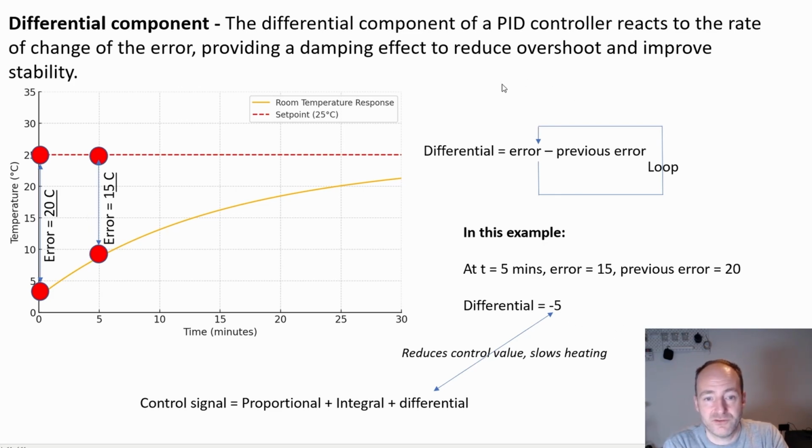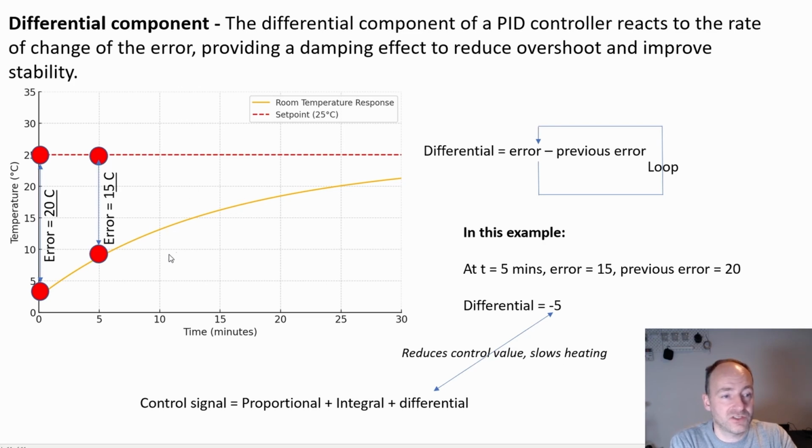We calculate the differential by doing the current error minus the previous error. So in this little example, current error is 15 and our previous error was 20. So 15 minus 20 gives us this differential component of minus 5. Minus, right? So that's actually a negative number. So when we add this differential component to our control signal, we've basically got a positive number, and now a negative number. So this is acting to reduce the control value, and it's slowing down the heating process.